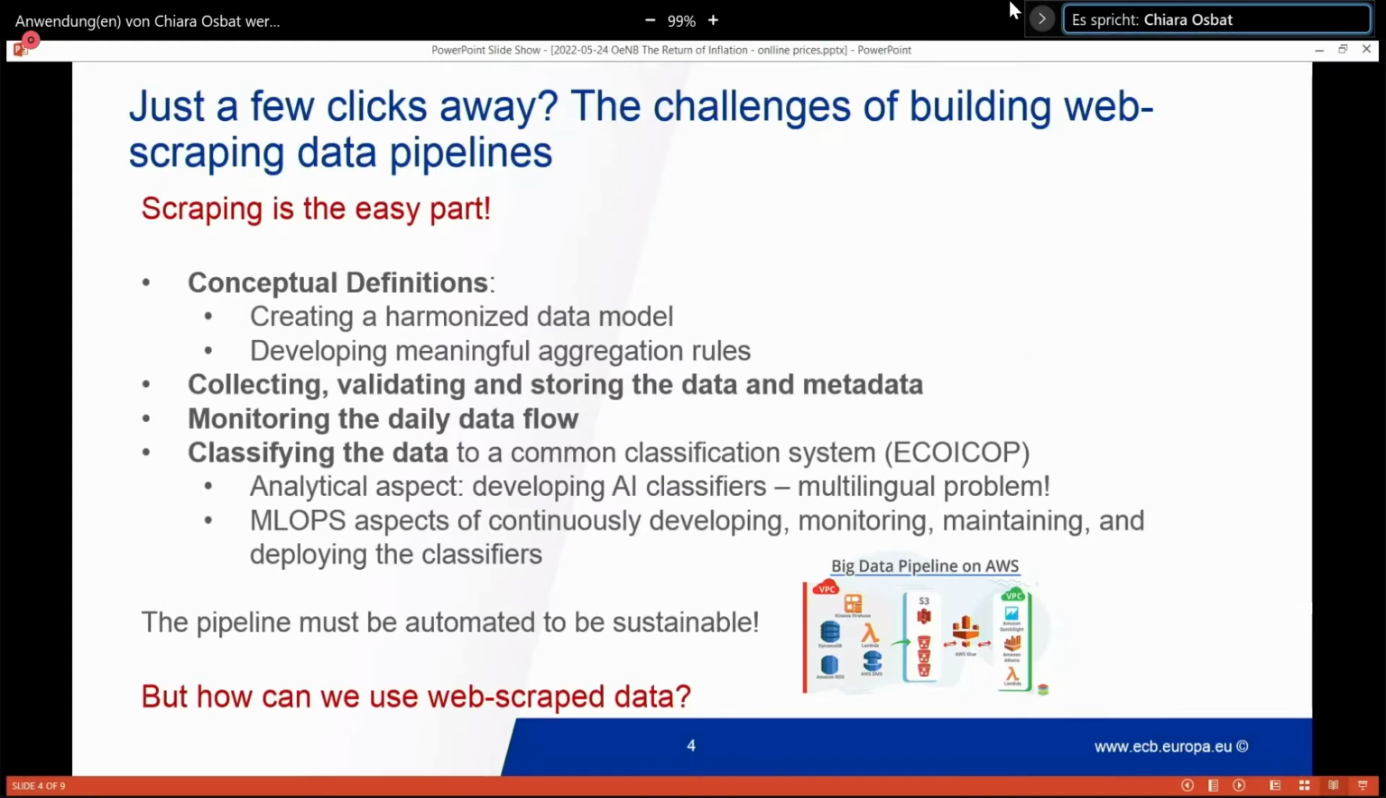What has been and is very hard is having conceptual definitions. You have to create a harmonized data model, develop meaningful aggregation rules, collect, validate, store data and metadata, monitor the data flow every single day, and classify the data to a common classification system, which in the EU is the ECOICOP. And this has 2 separate aspects.